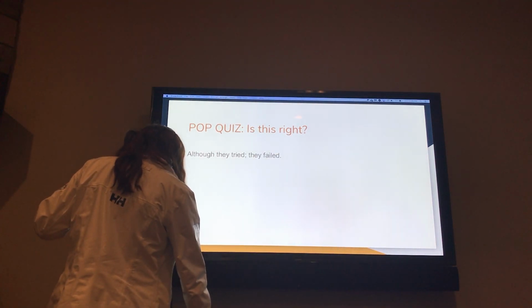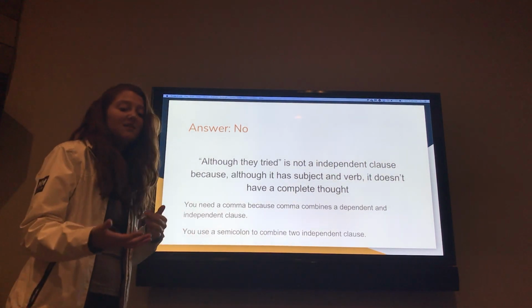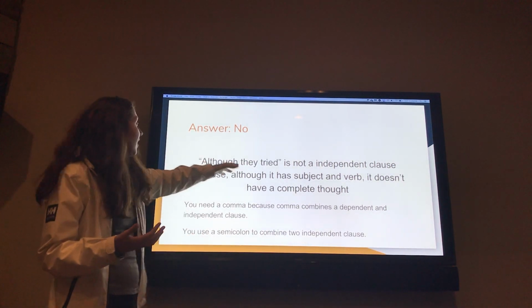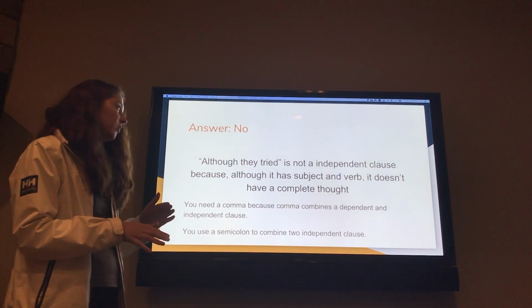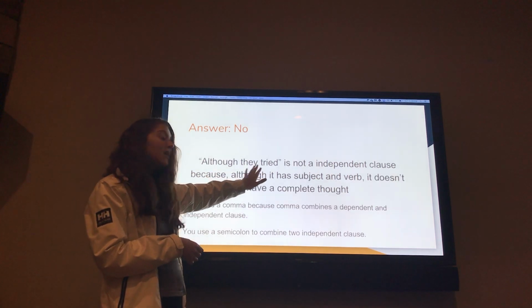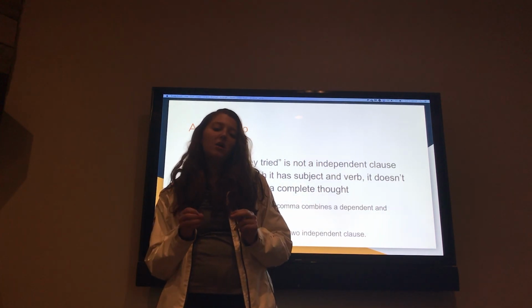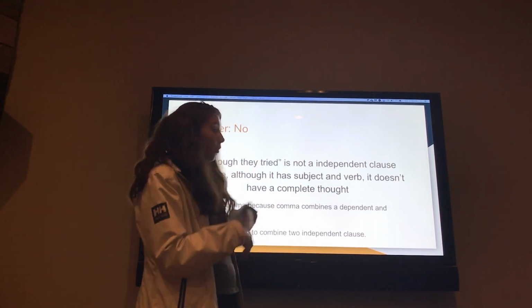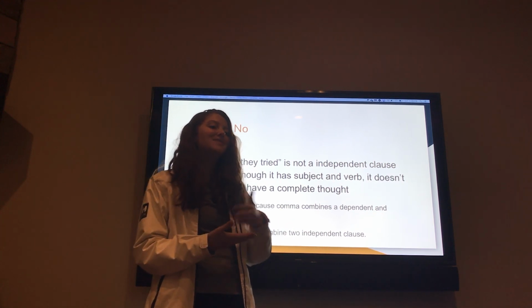Is this correct? No, it isn't correct. And that is because the first part of the sentence, although they tried, is not an independent clause. You cannot have this on its own. Although they tried, yes, it has a subject, yes, it has a verb, but it does not have a complete thought. Although they tried, what? You don't know what's going to happen next, and you don't know how the sentence is going to go.